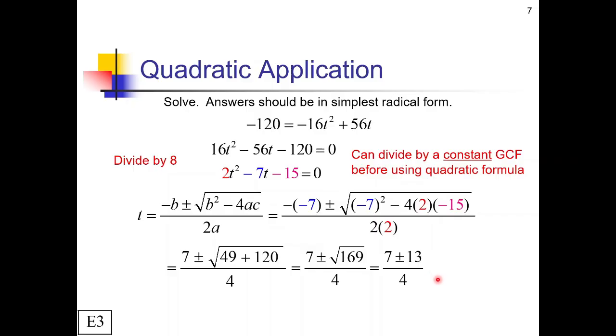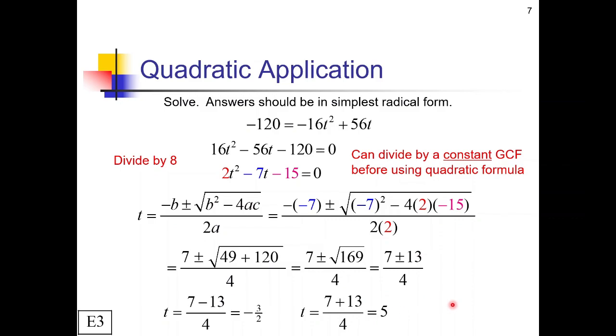And also, if somebody's asking for the answer to a real-life problem, this is probably not a very helpful answer to most people. So we have 7 minus 13 over 4. That's one of our 2 branches. That's negative 6 over 4, which I can reduce to negative 3 halves. And then we have 7 plus 13 over 4. That's 20 over 4, which I can reduce to 5.